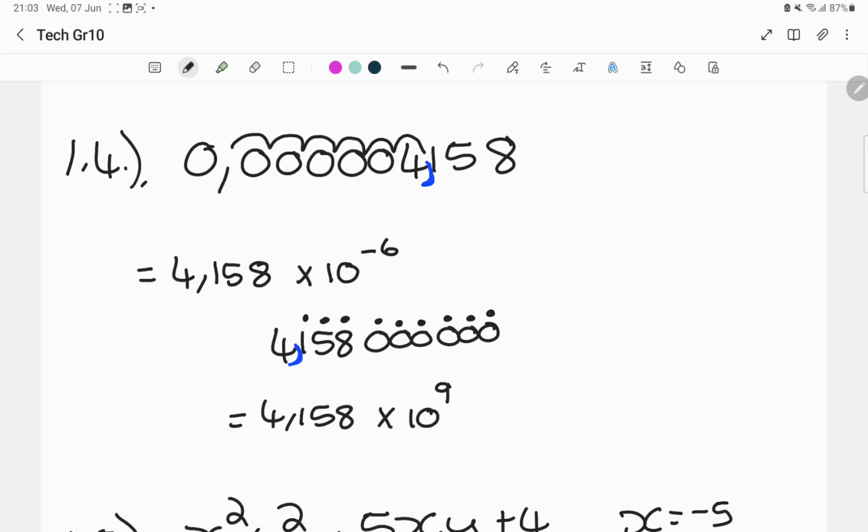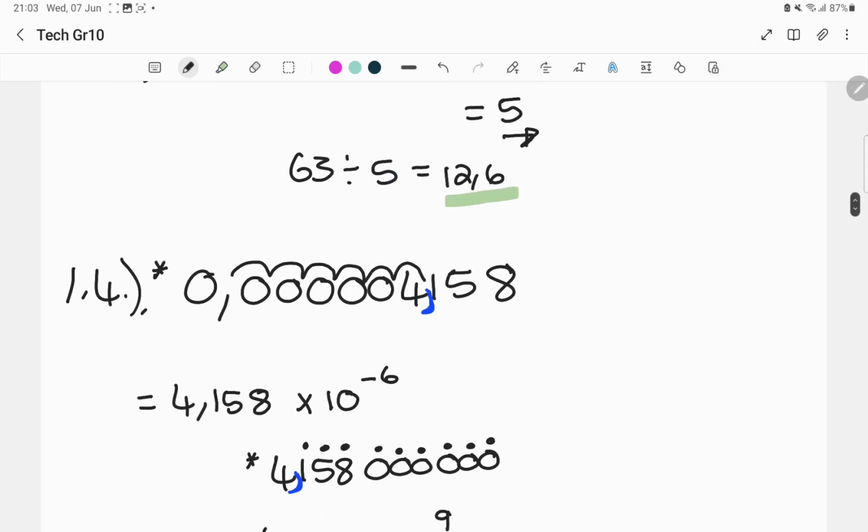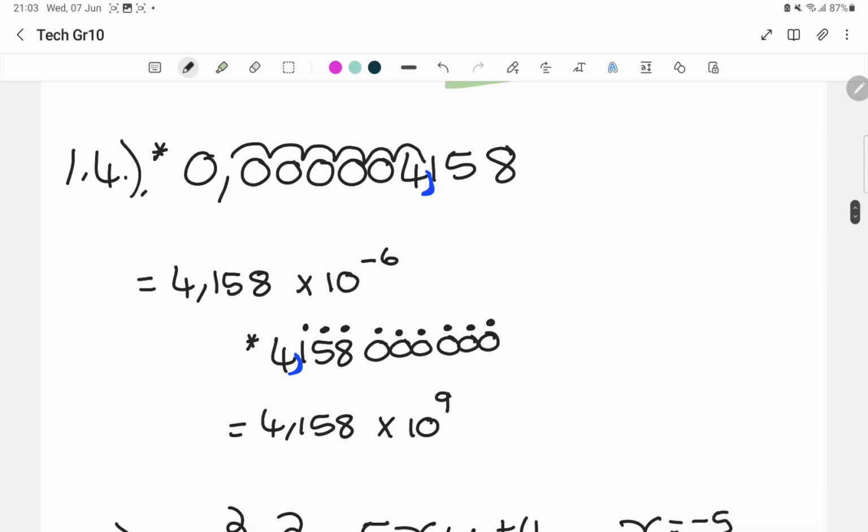Do you see the difference between this question and this question? When you have 0, something, something, something, then it will be to the power of negative 6. However, if it's a positive number, meaning it is 4 and your zeros are at the back, then you know it's going to be to the power of a positive number. Scientific notation isn't difficult, just make sure you know how to do it.